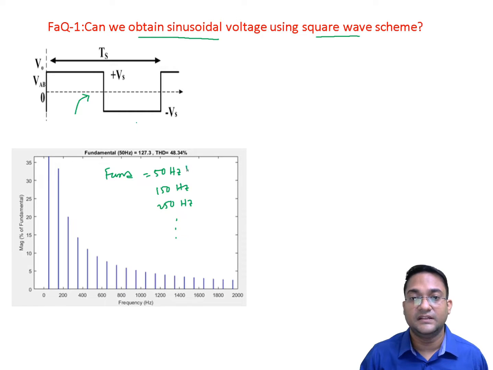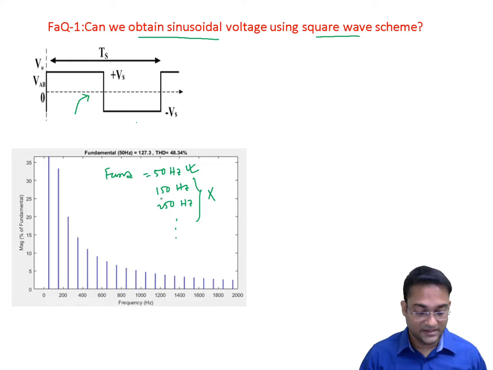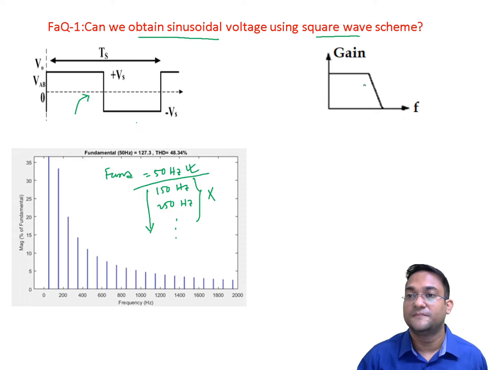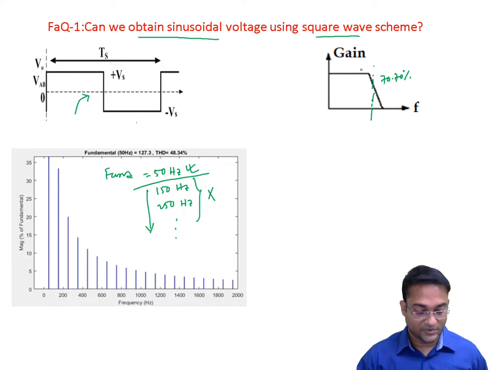So we want to retain the fundamental, but we want to eliminate these higher order harmonics. So you must agree that we need to use a low pass filter, because we want to eliminate the high frequency components and retain the low frequency component. So we must use a low pass filter whose gain versus frequency curve looks something like this. At the cutoff frequency, it will give around 70.7% gain, and beyond that it will offer lesser gain, so that all higher order harmonics can be eliminated, and below the cutoff frequency it will offer decent gain, so that those frequency components can be reproduced at the output.